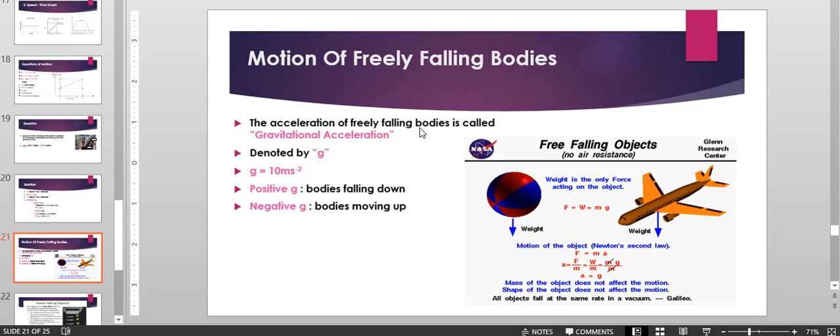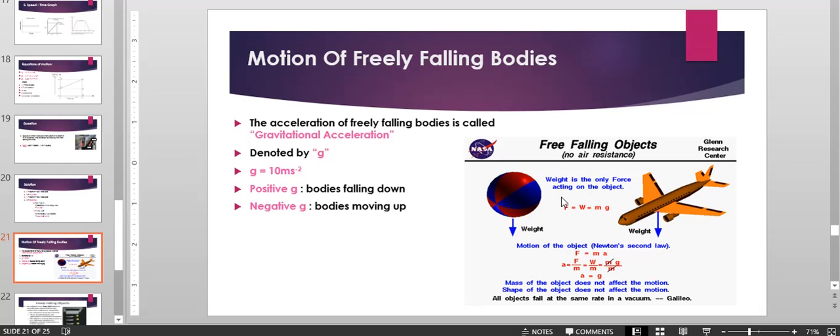In order to find the acceleration of such type of bodies, the acceleration is known as gravitational acceleration, which is denoted by small g, and its value is equal to 10 meter per second square. As we have discussed earlier, magnitude can never be negative, whereas the direction can be positive or negative. So positive acceleration when the body is falling down and negative acceleration when the body is moving up.